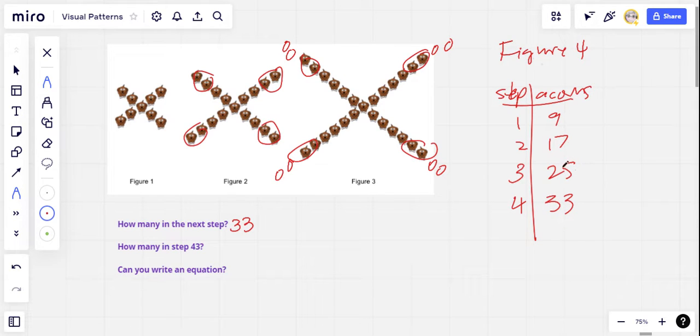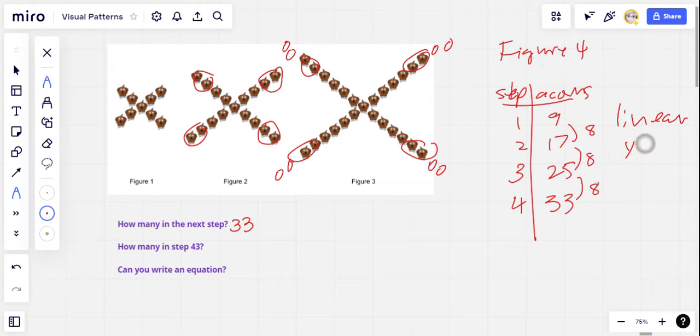Once we've got the numbers listed out like this, we like to find the difference between each step. So 17 minus 9, that'd be 8. 25 minus 17, that would be 8. And 33 minus 25, that would also be 8. So this is indeed a linear pattern. When the difference between each step is the same, you know the pattern is linear.